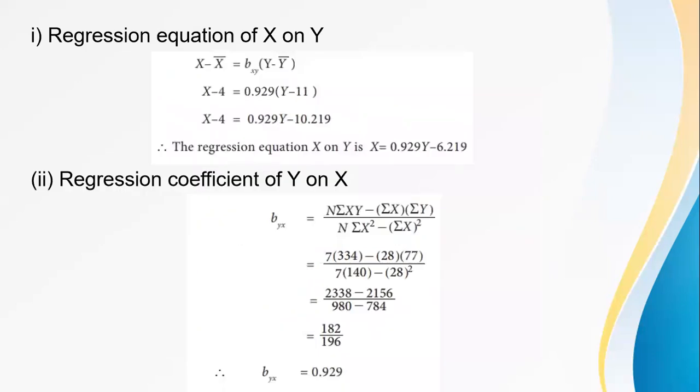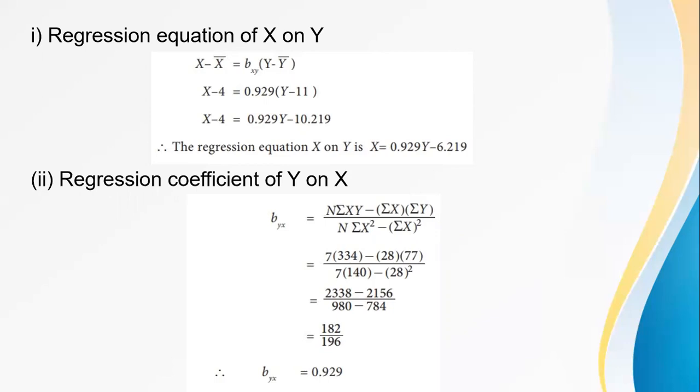First, the regression equation of x on y. X minus x bar is equal to bxy into y minus y bar. Here, x minus 4, where 4 is x bar, the mean which we found earlier, is equal to 0.929 into y minus 11. Here is the regression equation of x on y: x is equal to 0.929 y minus 6.219.